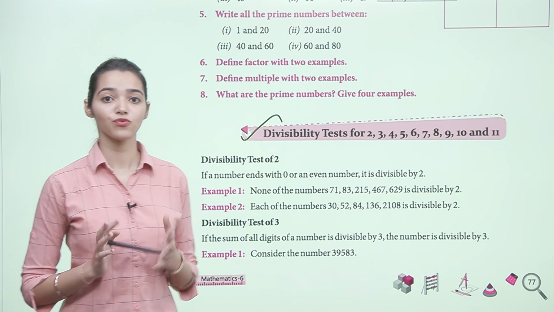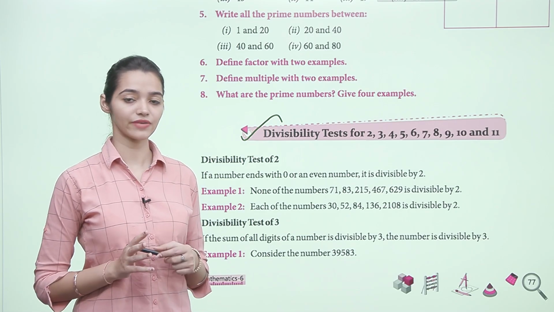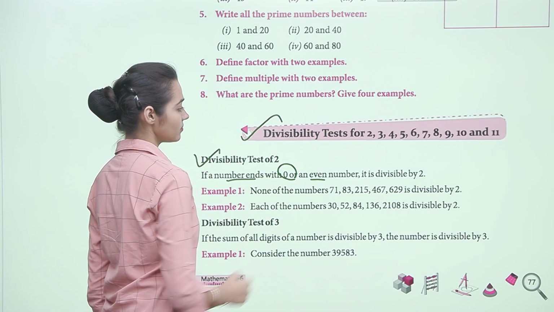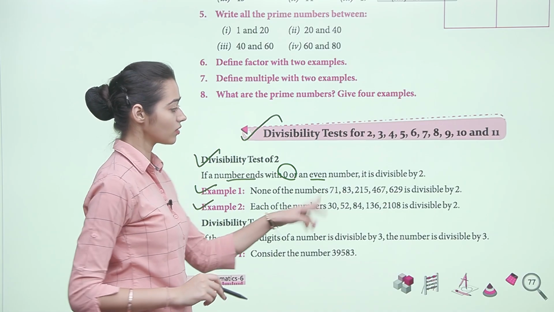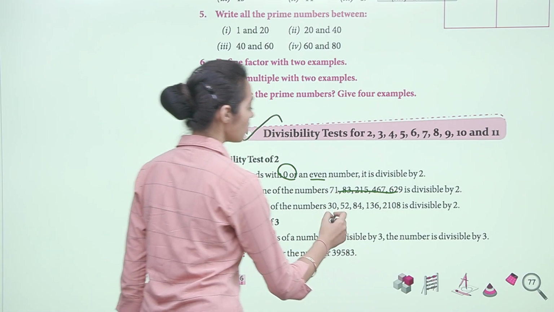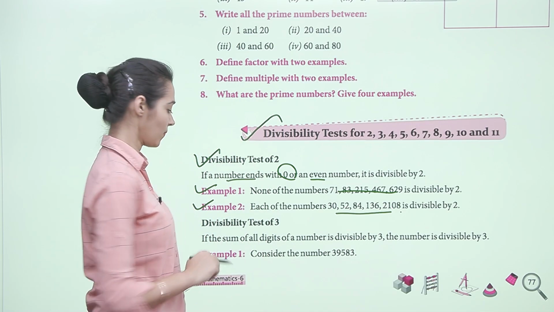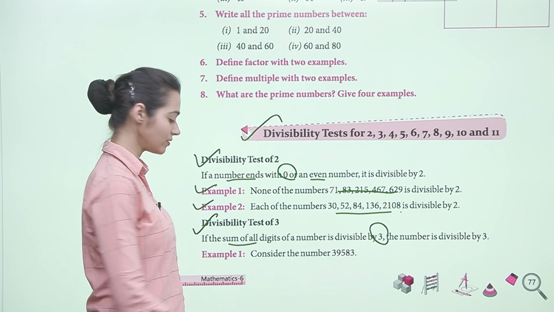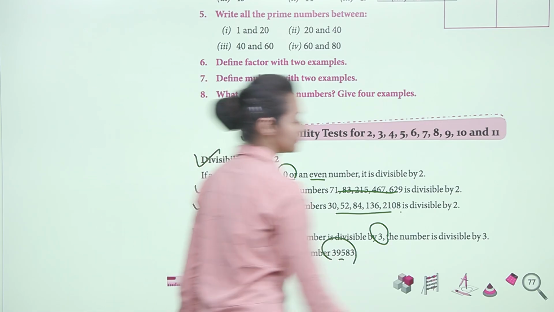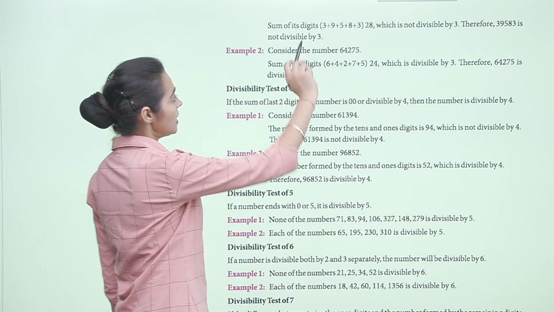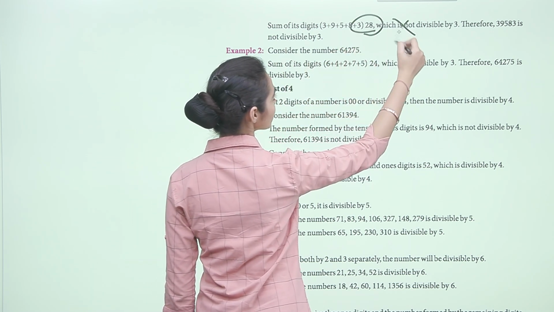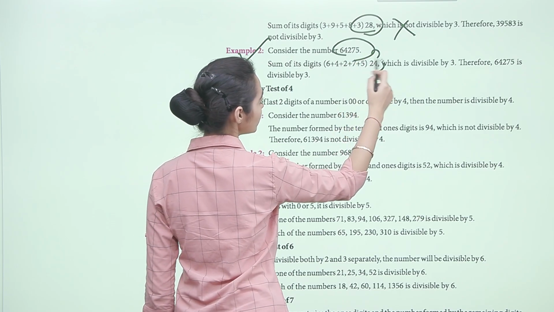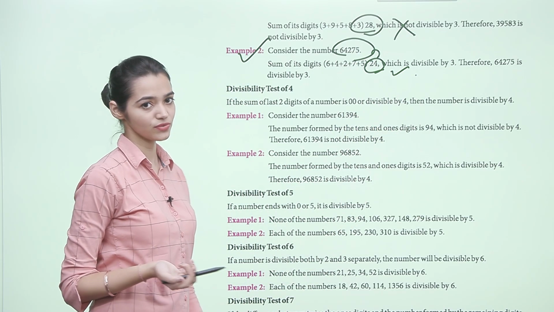Next is the divisibility test for 2, 3, 4, 5, 6, 7, 8, 9, 10 and 11. Divisibility test of 2: if a number ends with 0 or an even number, it is divisible by 2. In examples 1 and 2, none of these numbers are divisible by 2, and all of these numbers are divisible by 2. Divisibility test of 3: if the sum of digits is divisible by 3, then the number is also divisible by 3. We have considered this number. Here the sum is 28, which is not divisible by 3, so the number is not divisible. In example number 2, the sum is 24, which is divisible by 3, so the number is also divisible.